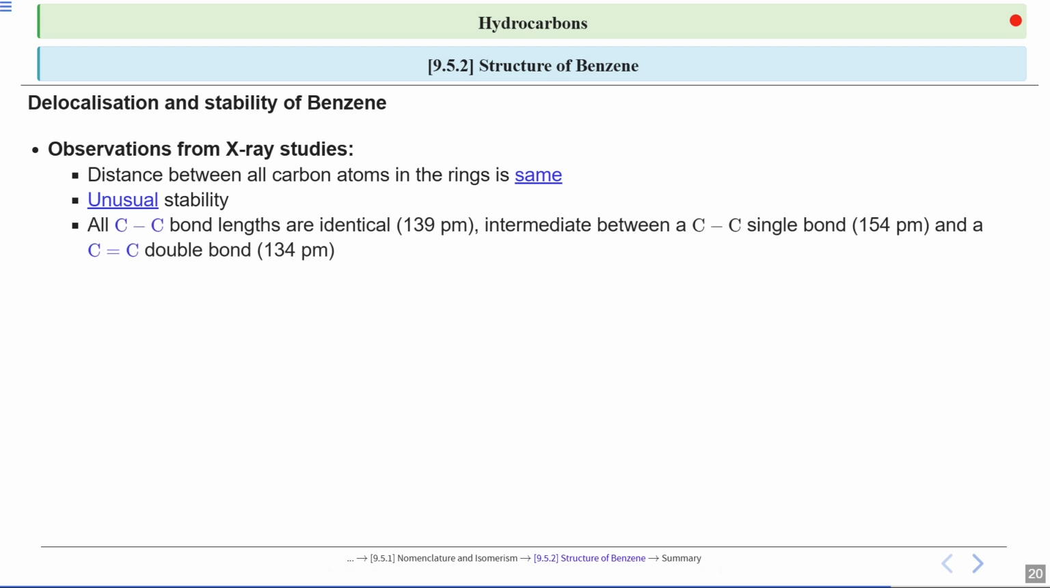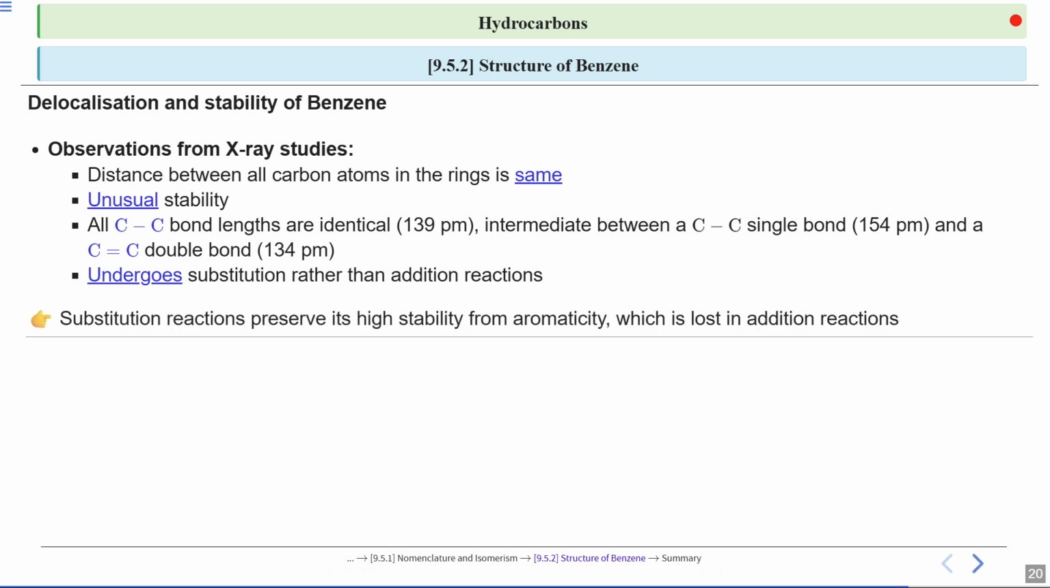Next is the CC bond length, which, as I said, was identical. It was intermediate between the double and single bond, which means it was shorter than the single bond and longer than the double bond, at 139 picometer. So you can see here the double bond is 134, the single bond is 154, and your 139 is in the middle of both of them. And this is the reason they don't go for addition reactions. Rather, they go for substitution reactions. Substitution reactions preserve the stability from aromaticity, which is lost in addition reactions. If you add an addition product onto it, it will result in breaking of the pi bond and hence destabilizing the benzene.